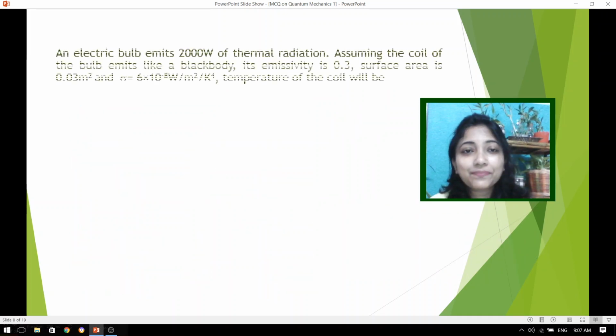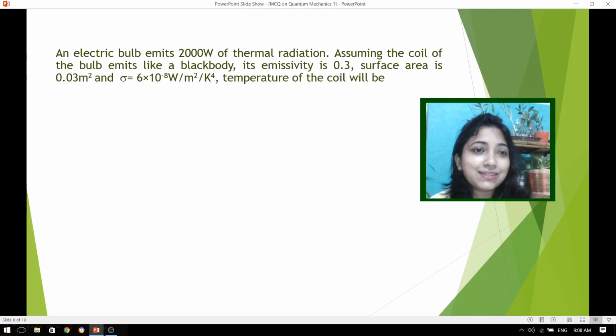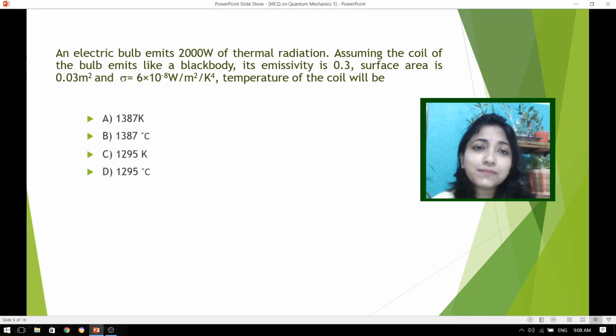Moving forward, this is a numerical problem, students. An electric bulb emits 2000 watt of thermal radiation. Assuming the coil of the bulb emits like a black body, emissivity is 0.3, surface area is 0.03 meter square, and the Stefan's constant sigma is 6 into 10 to the power minus 8 watt per meter square Kelvin to the power 4. The temperature of the coil will be, we have been given 4 different options. So how can we solve this?